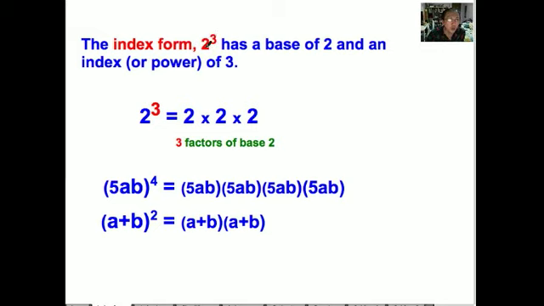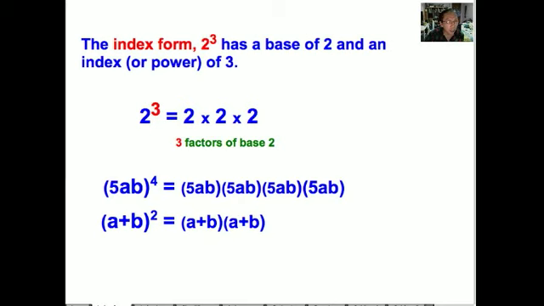The index form 2 to the power of 3 has a base of 2 and an index of 3, or a power of 3. Base 2, index 3, and 2 to the power of 3 means 2 times 2 times 2, or simply 3 factors of base 2. Thus, (5ab) to the power of 4 is simply 5ab times 5ab times 5ab times 5ab, and (a plus b) to the power of 2 is simply (a plus b) times (a plus b).